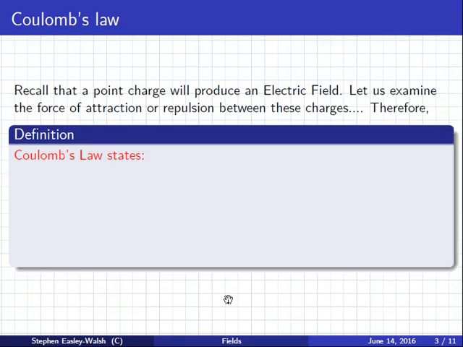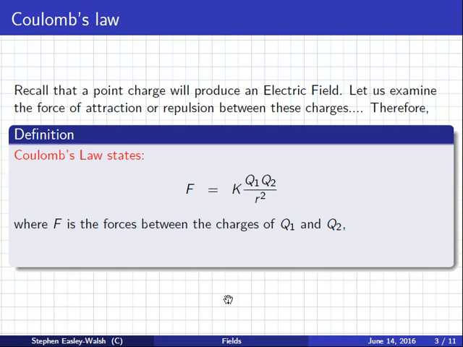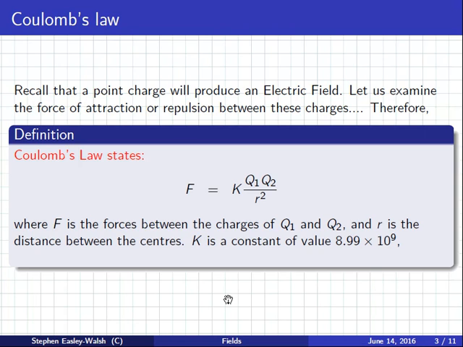So, Coulomb's law states this, where F is the force between them, Q1 and Q2 are charges, and R is the distance between them, and K is a constant, and the value is actually 8.99 times 10 to the 9, and the units are newton meter squared per coulomb squared. You might want to write the K value down, that might be helpful to you.